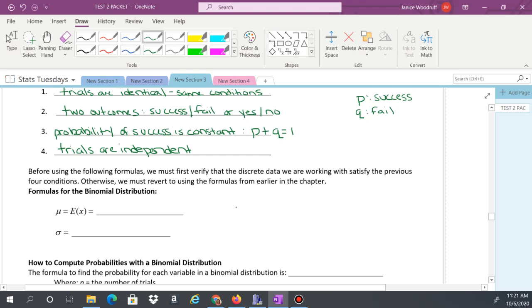So these ones are super easy. The mean, or the expected value, is just n times p, n being the sample size, or the number of trials, and p the probability of success. And then the standard deviation is going to be the square root of n times p times q.